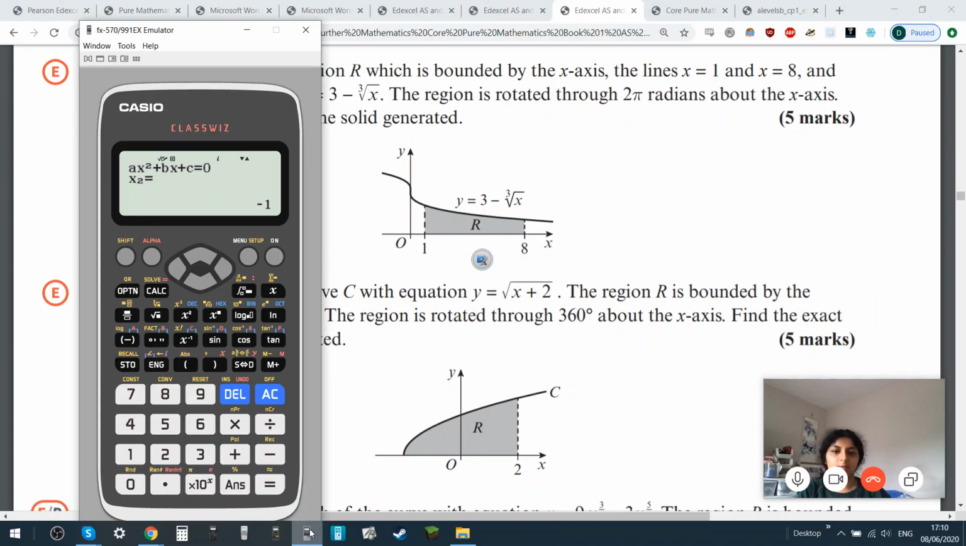Wouldn't you just do the same, put 8 and 1 as the limits, and then 3 minus the square root of x cubed, squared? Anything missing? Oh, pi times. Yeah. Let's just try it. We'll just do it all in one go. Third root, how do you do that? Is that shift square or something? Third root of x. Oh, press right and then close that bracket. Squared.